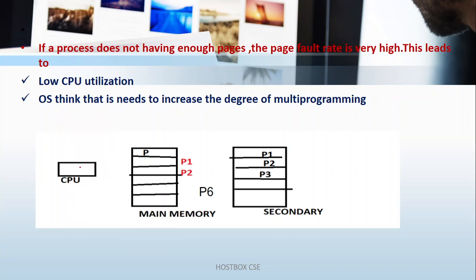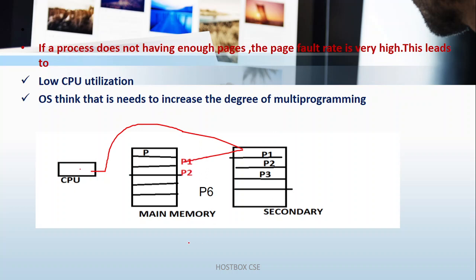Let's assume that the CPU wants to access the process P1. That P1 is not there. Then what happens? It goes and refers to the secondary memory. The control goes to the secondary memory, and from there it moves to the controller, brings P1 and keeps it here. Then it starts to execute it.